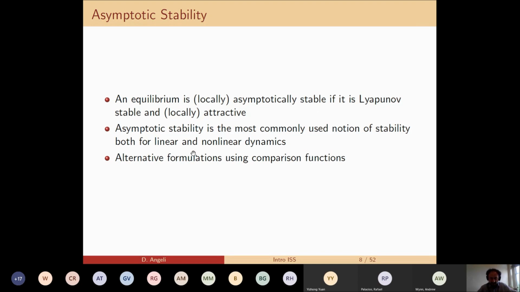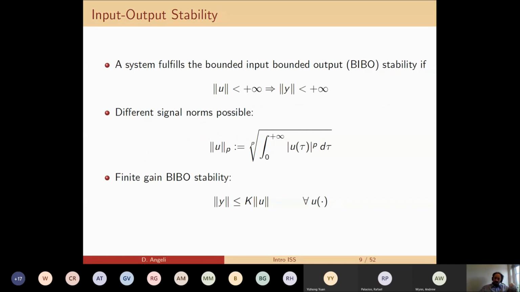So one of the things that is also quite useful to remark is that not only, of course, is asymptotic stability a very commonly used notion of stability for linear and nonlinear dynamics, but the formulation that I've given, which is somehow the classical formulation, is perhaps not the most efficient in terms of being synthetic and its meaning being apparent, I would say. So there are alternative formulations that use what are called comparison functions. Later on, I will introduce these comparison functions because they provide a very effective way of expressing stability notions.